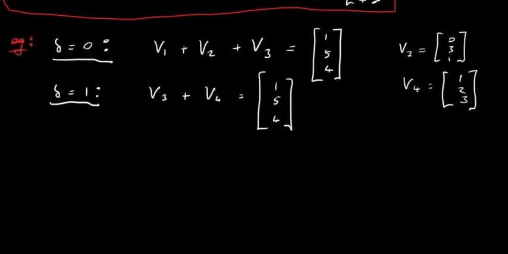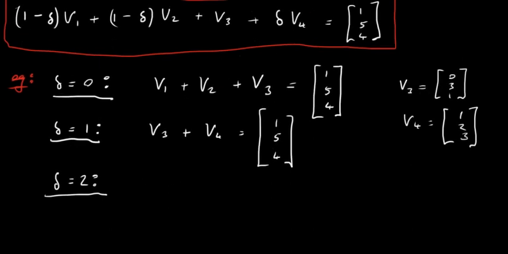And there are loads and loads of different possibilities here. Let's just do delta is equal to 2, see what we get. If delta was equal to 2, here we would end up with 1 minus 2, which is minus 1. So we'll end up with minus 1 times v1, minus 1 times v2. We'll end up with v3, that's not affected. And then delta is 2, so it's plus 2 times v4. And that should give me 1, 5, 4 as well.